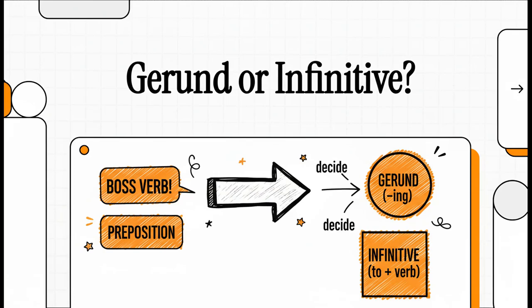Have you ever been typing an email and just stopped? You're staring at the screen, totally stuck on whether to use the -ing version of a verb or the to version. Well, you're not alone. It's one of the trickiest parts of English grammar. But what if I told you there's a really simple way to figure it out every single time? Today, we're going to break it all down.